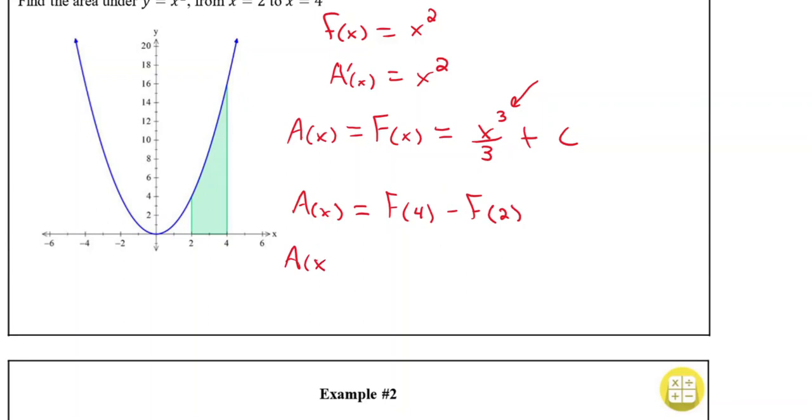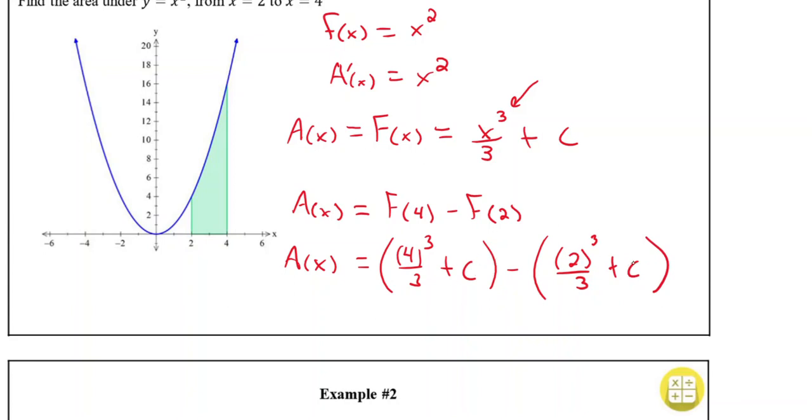So we get the area function is equal to 4 to the power of 3 over 3 plus c, minus the same thing but with 2: 2 to the power of 3 over 3 plus c. And then notice that my c's cancel, right? Because we're subtracting. That will always happen when we have a bounded area like this, which is nice.